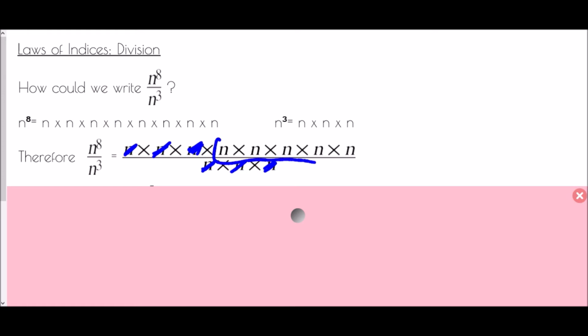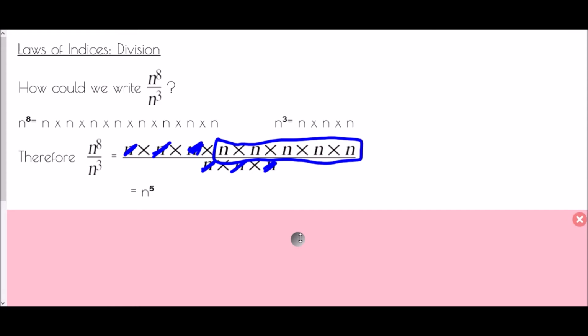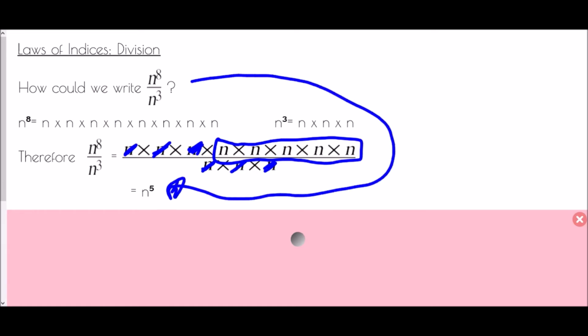We are left with n times n times n times n times n, and that is n to the power of 5. So again, how could I have gone straight from the original question to this answer? Well, if we look at the powers, n to the power of 8, n to the power of 3, we've ended up with 5.